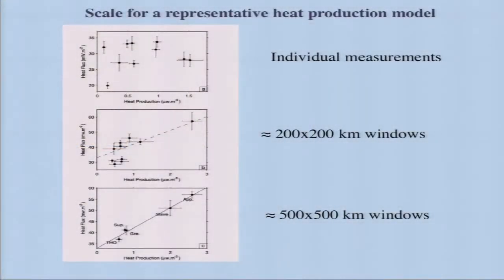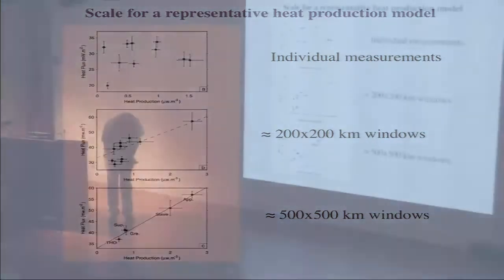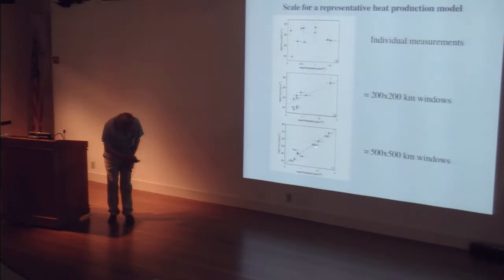Now, if you look at an even larger scale, 500 by 500 kilometer windows, you might say there's not too many measurements there. There's only 5 points, but this is a lot of data because each one of these points has done a lot of averaging. You can see now that the trend is almost perfect. In fact, it's almost too good to be true. Transverse origin, Grenville, Superior, Slave, Appalachians.